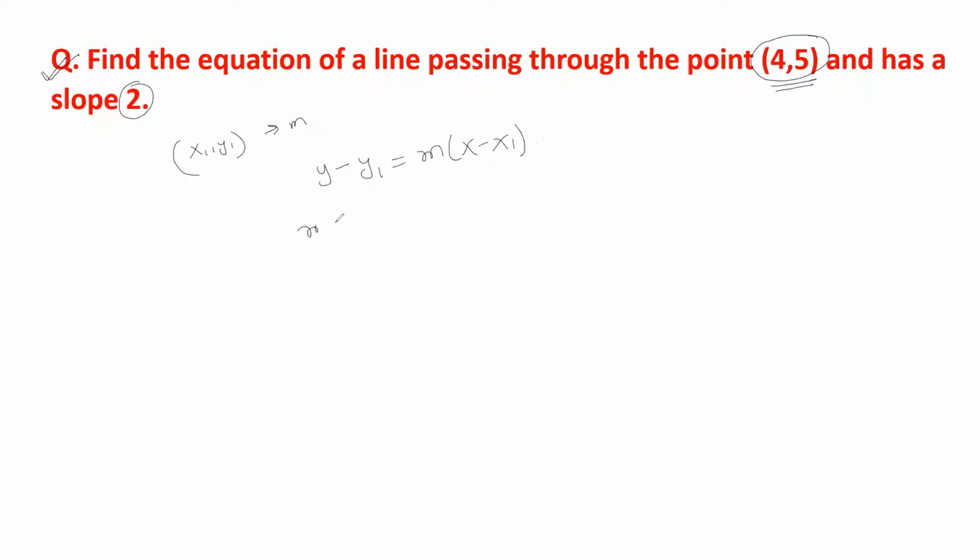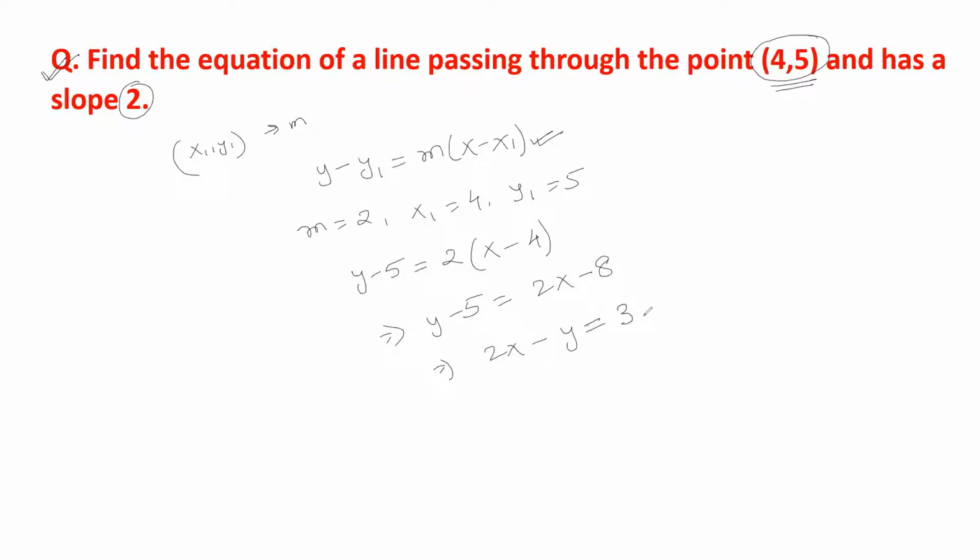So if this line passes through the point 4, 5, then this point would be satisfying this line and the slope has been given as 2. So we can say that m would be equal to 2 and x1 would be 4 and y1 would be 5. So if we put these values here, the equation of the line would be simply y minus 5 equals 2 times x minus 4. So if we rearrange this, this would be y minus 5 equals 2x minus 8, or 2x minus y equals 3. So the equation of a line passing through the point 4, 5 and has a slope 2 would be 2x minus y equals 3.